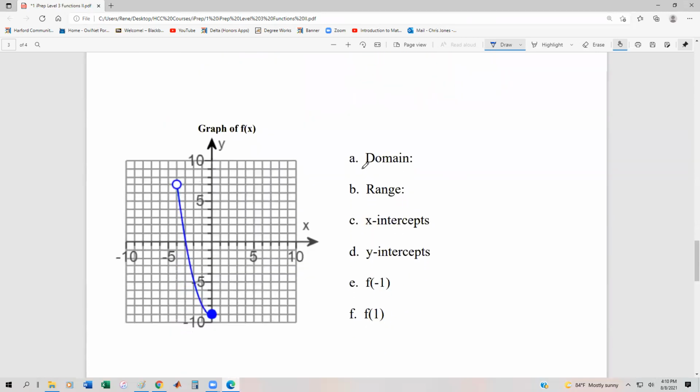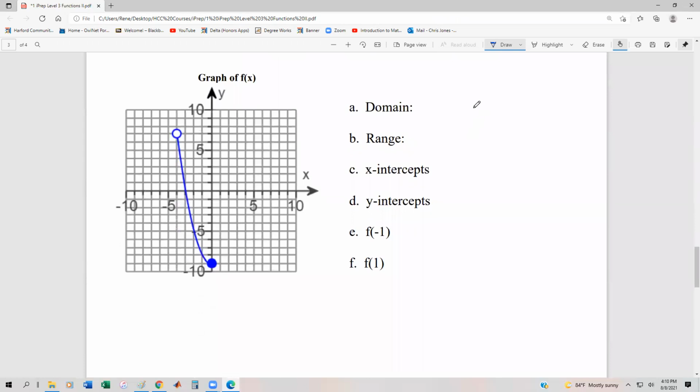All right, another example. So for the domain for this one, notice that there are no arrows. And if there are no arrows, that means you're going to have a limited domain and a limited range for this.